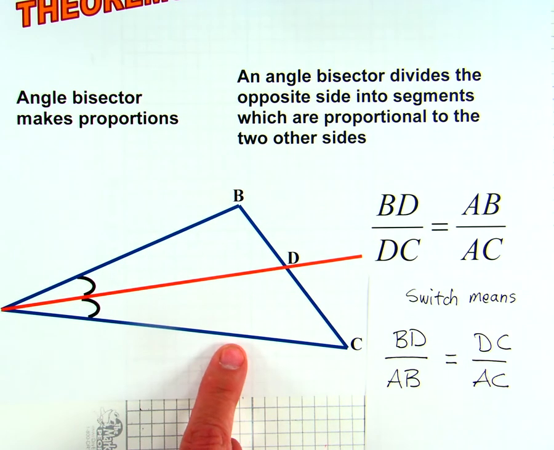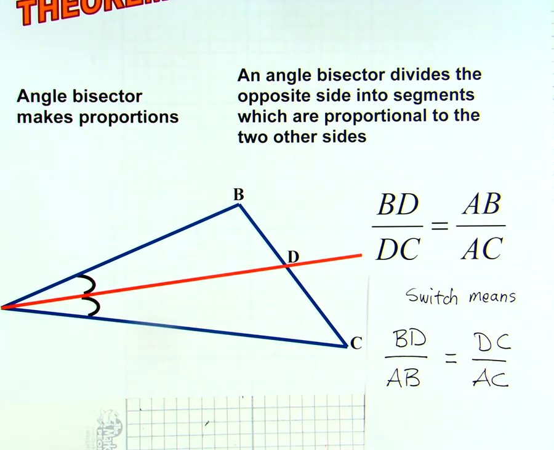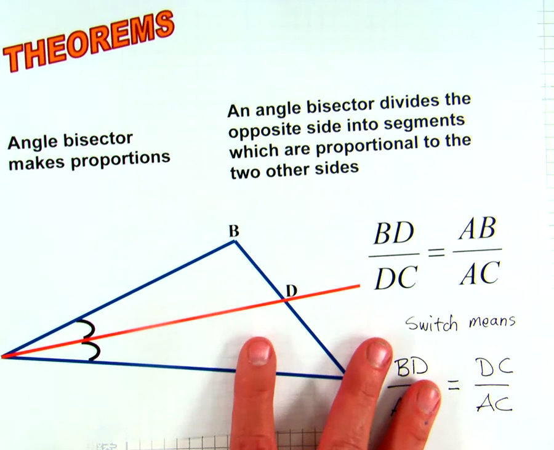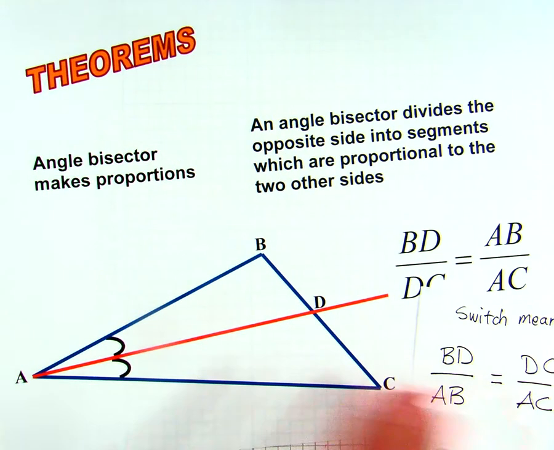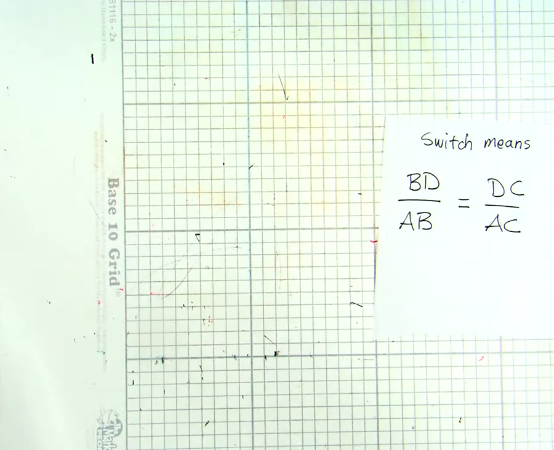Okay? So that's the angle bisector makes proportions. This is a no-name theorem, and you're welcome to use this as an abbreviation. It just kind of shortens that and helps you remember what it means. Okay, let's look at a few of these and how they work.